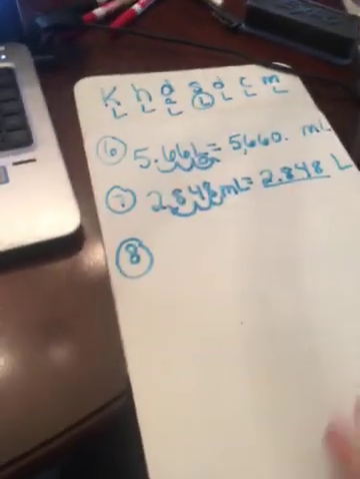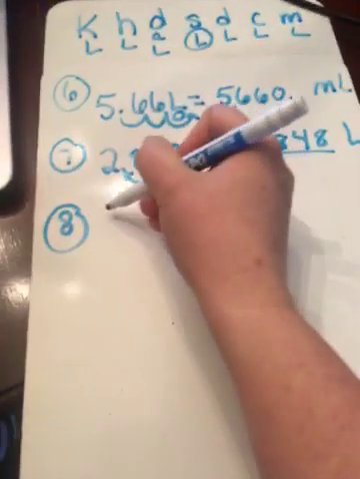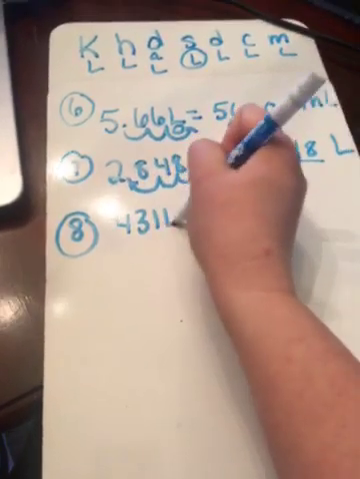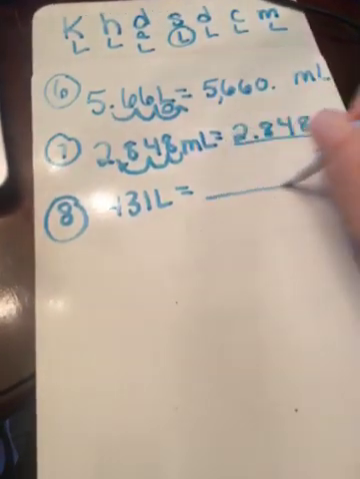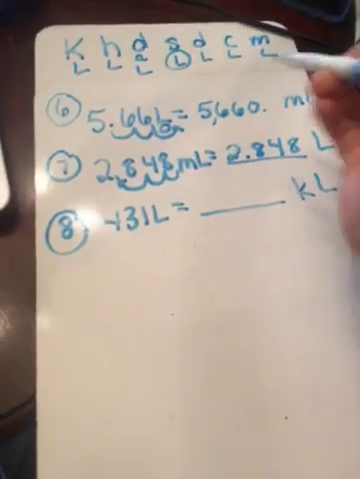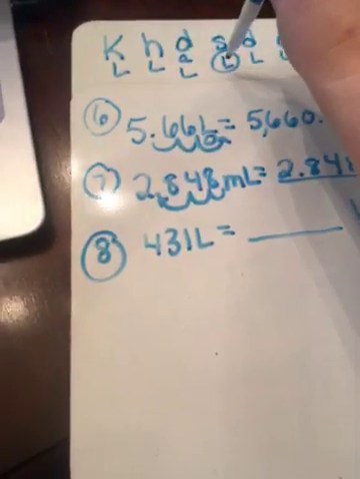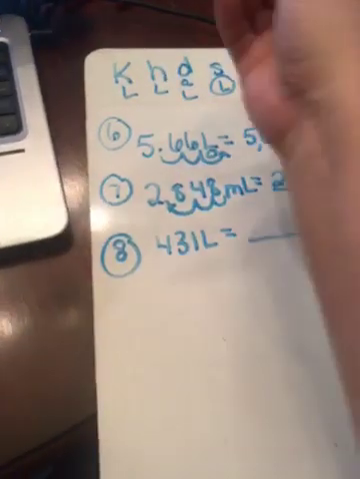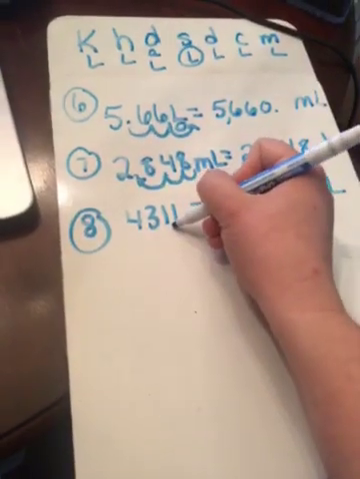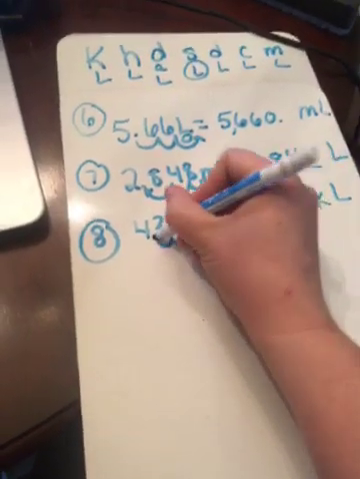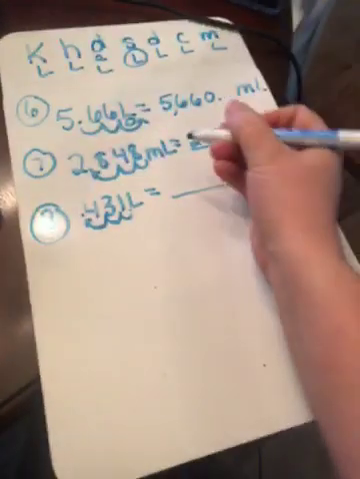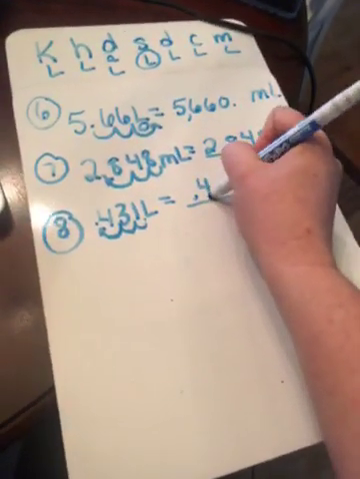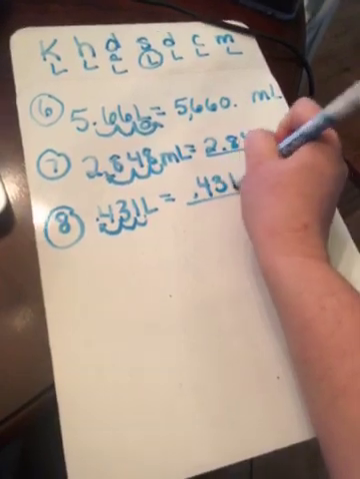Okay, number 8. We have 431 liters equals how many kiloliters? So if you're at liters and we need to go to kiloliters, it's 1, 2, 3 scoops to the left. Our decimal point's there, 1, 2, 3 scoops to the left will be decimal point 431.